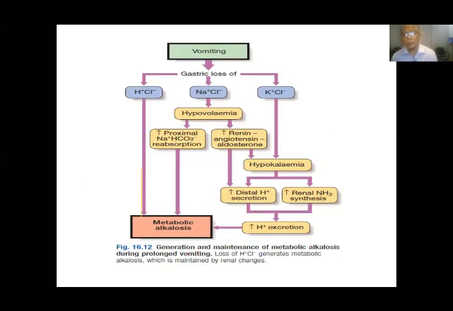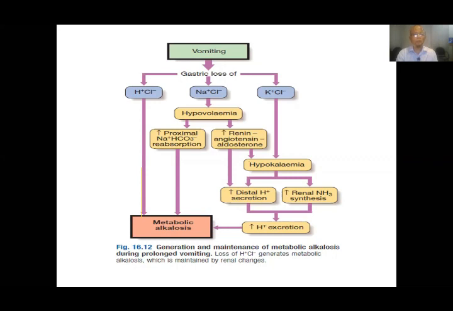Now this is a very important slide, the generation and maintenance of metabolic alkalosis during prolonged vomiting. This is a commonly asked question in the exam. If there is prolonged vomiting, the first change is gastric loss of sodium and chloride. So sodium chloride will be lost, and there may be hypovolemia. Hypovolemia results in activation of the renin-angiotensin-aldosterone system. Proximal sodium bicarbonate reabsorption will be increased, resulting in metabolic alkalosis.